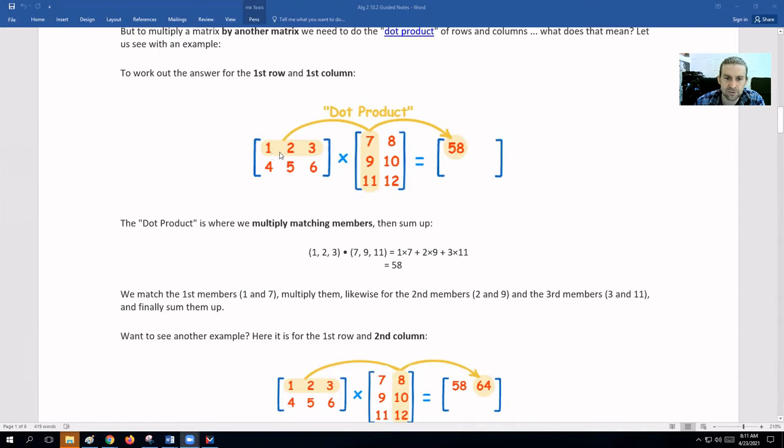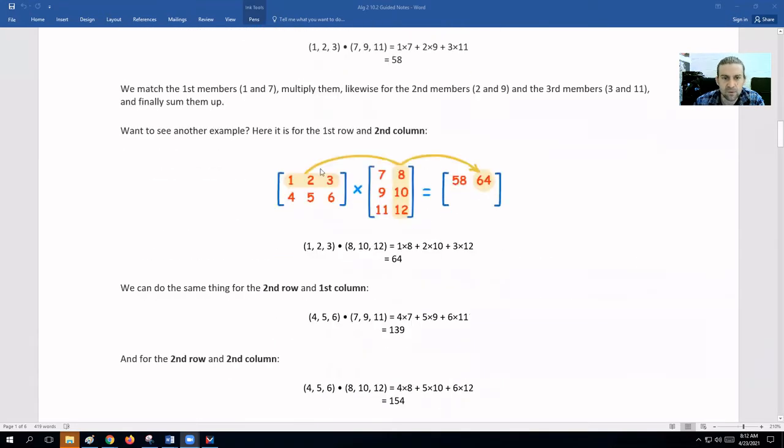So we're going to take row 1, which is 1, 2, 3, and we're going to multiply it by the first column in the second matrix. So 1 times 7, 2 times 9, and 3 times 11, and add that together to get 58. Then we will repeat that same row with the second column. So 1 by 8, 2 by 10, 3 by 12, we add those together to get 64.